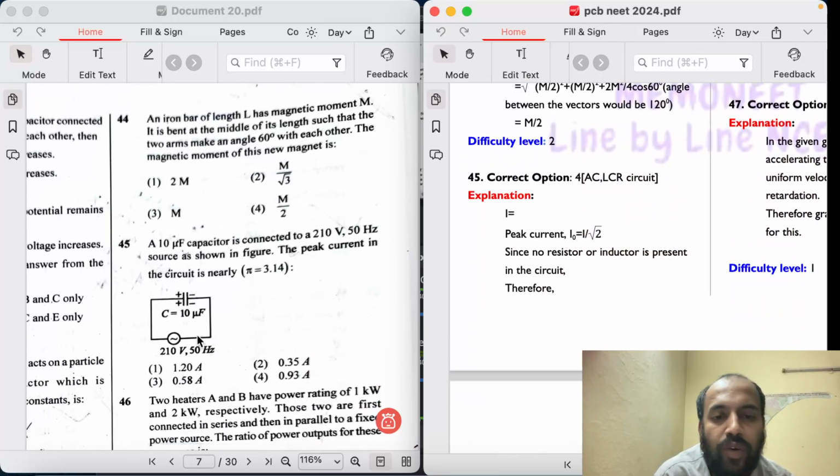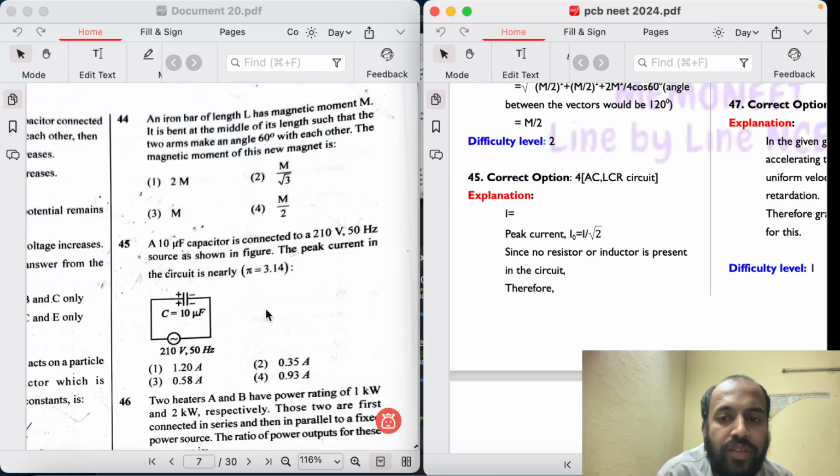That is actually from alternating current chapter and talks about an LCR circuit. So you can see in an LCR circuit there is only a capacitance, there is no inductance, there is no resistance. A 10 microfarad capacitor is connected to a 210 volt 50 hertz source as shown in the figure. The peak current in the circuit is nearly. So you have to find out the peak current.